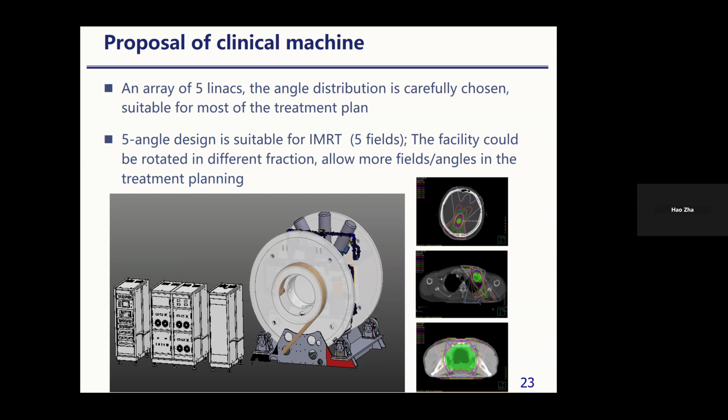So in different fractions, we can rotate this gantry a little bit. That allows 5 angles times the number of fractions. We can multiply the 5 angles, giving us more fields or more angles. For example, if we have 4 fractions, 4 times 5 gives us at least 20 angles. So this allows a more optimized treatment planning.